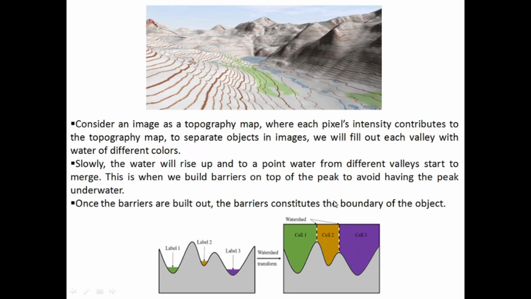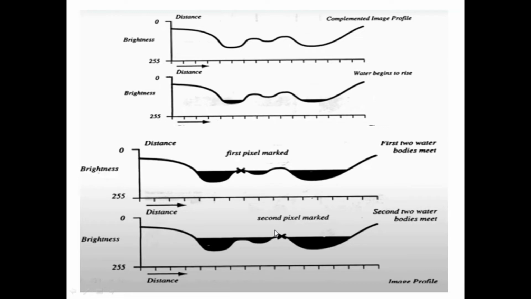That means these barriers are acting here as a segmentation. These barriers are dividing two regions, or acting as boundaries between these two regions. Because if I consider cell 1 as one region, cell 2 as one region, and cell 3 as one region, then these barriers or boundaries serve the purpose of segmentation. So these are nothing but the watershed lines here. Let me explain this concept in more brief view.